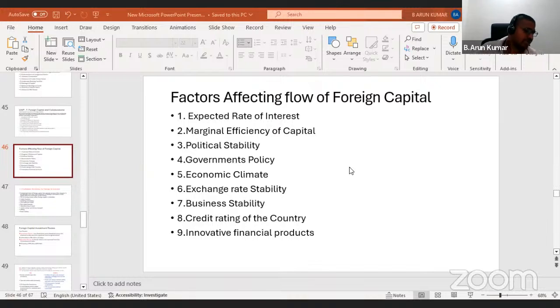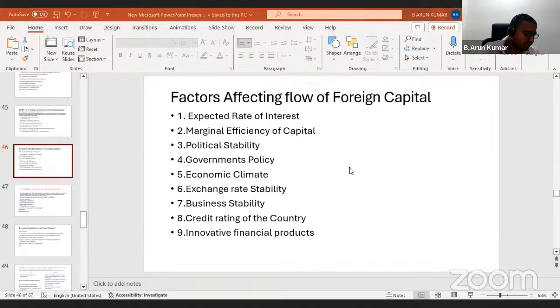Based on the stable business conditions, stable business growth, stable growth, likewise foreign investors are showing interest to invest in developing nations. And credit rating of the country: the country with a higher credit rating gets more foreign capital.